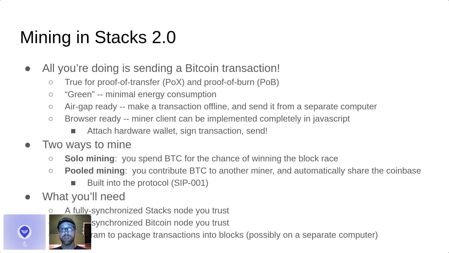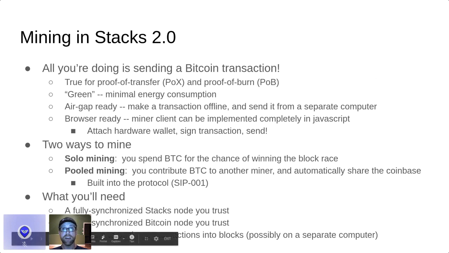So that said, there's two ways to mine in the Stacks 2.0 blockchain. There's solo mining, where you and you alone are responsible for sending the Bitcoin via proof of transfer or proof of burn, participating in the block race, producing a block and announcing a block to the peer network. And there's also native support for pooled mining, where instead of doing the work of producing a block and sending it, you simply contribute some Bitcoin towards another miner's block in the Bitcoin mempool. And if that block wins, you automatically receive a portion of that Stacks block's coinbase. This is built in natively into the system and described in SIP 001.